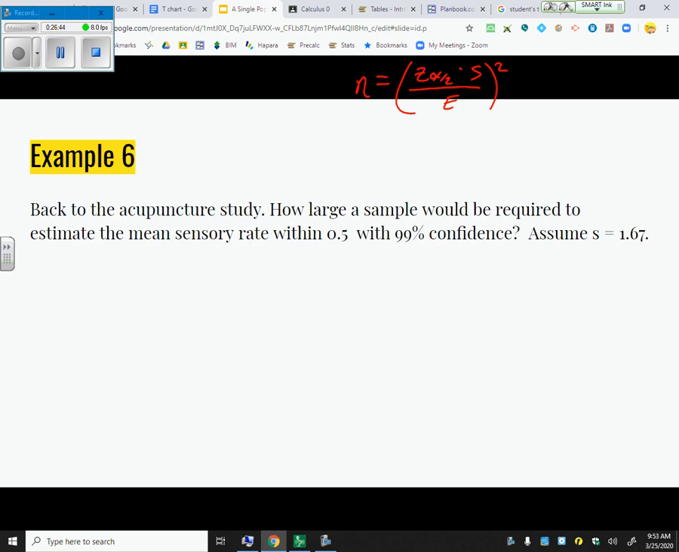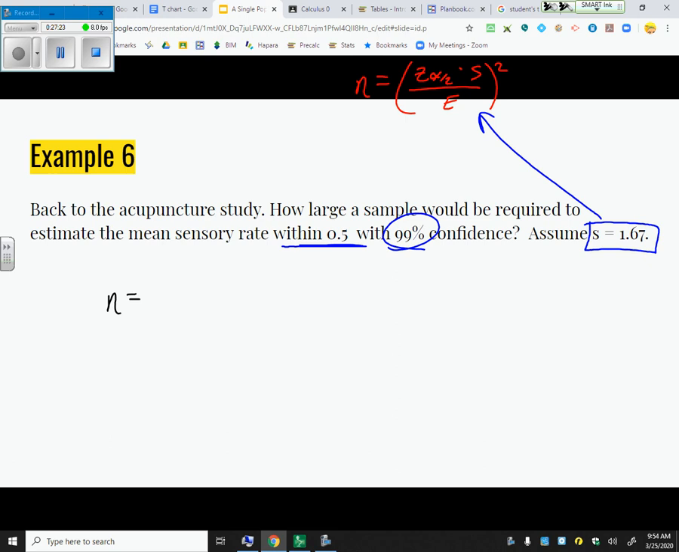Suppose I don't have the 15 people. I'm getting ready to start my acupuncture study, and I'm wondering how many people I need to have my mean sensory rate with a 0.5 error and 99% confidence. Now, they have to tell you the sample standard deviation on these in order to work them out. So that lets you know which formula you need to pick off the board: work the one that has the S in it. And so, I got my n. That's what I'm looking for.